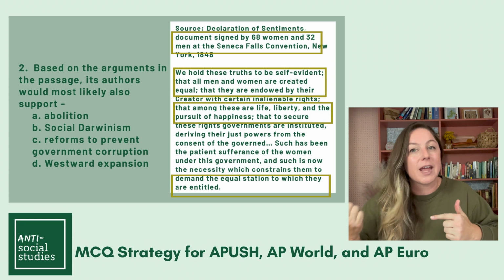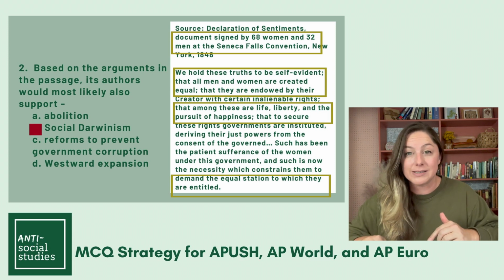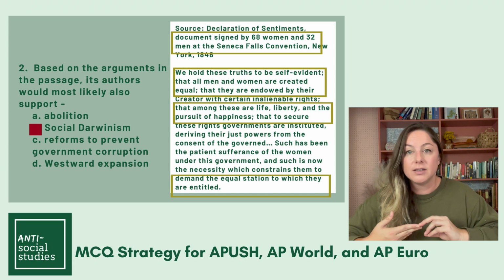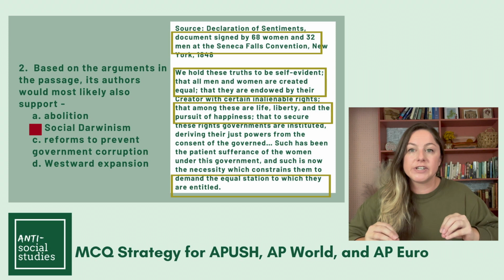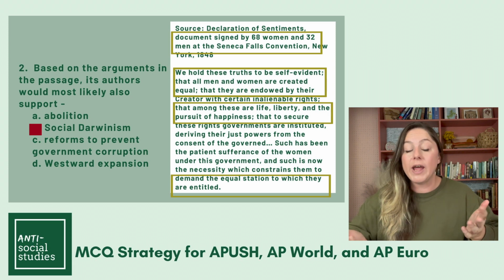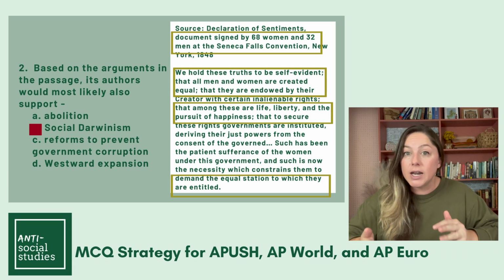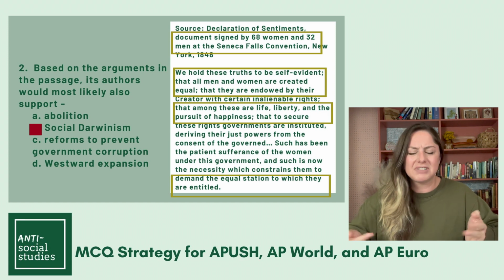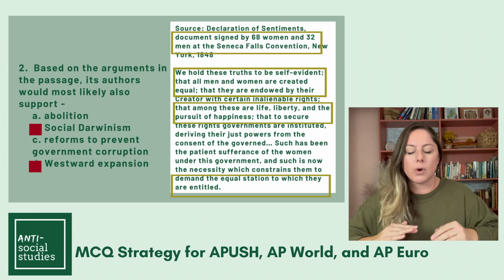It's just coming from something else that you know. So we're gonna cross out B. C, reforms to prevent government corruption. That makes a lot of sense. We also know that a lot of these Seneca Falls activists were also like reformers in other ways. A lot of this is talking about the government and the government's role. So we're gonna keep C around. D, westward expansion. That just sort of has nothing to do with this document at all. We're gonna cross it out.